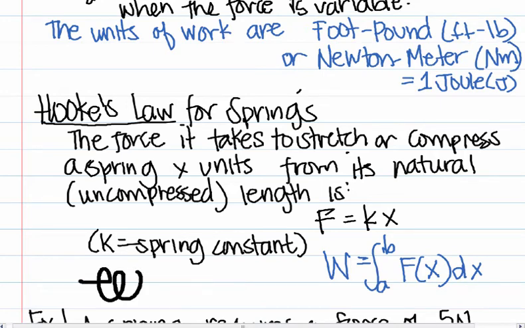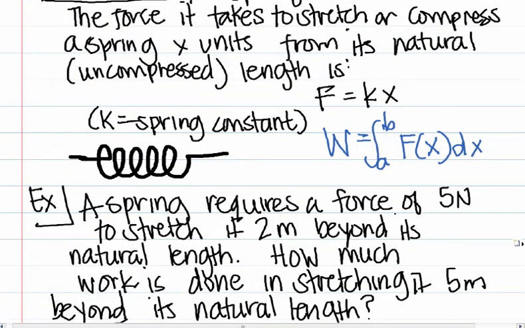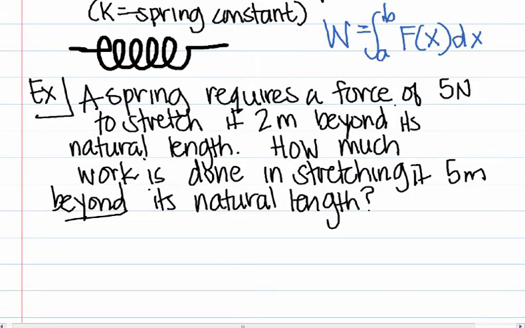Now springs look like this, and they have a natural uncompressed state, which is the position it would be in if you were to take the spring and simply set it down, how much it's coiled up. And if you were to take the spring and stretch it, it's kind of easy to stretch it a little bit, but as you get further along, it gets harder to do, and same with compressing. So our last example: a spring requires a force of 5 newtons to stretch it 2 meters beyond its natural length. How much work is done in stretching it 5 meters beyond its natural length?